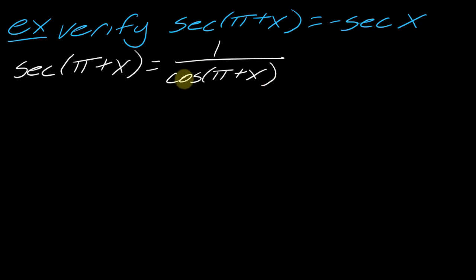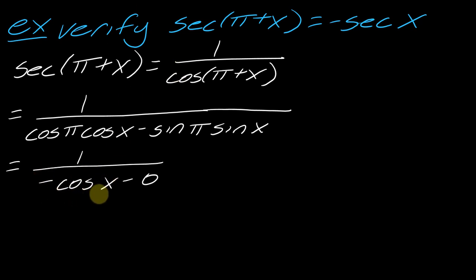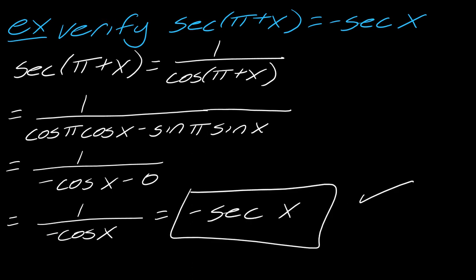And now from here, this is where I can use my good old identity. So if I now apply my identity, my denominator would turn into this whole crazy thing. But we know the value of cosine of pi and the value of sine of pi. So cosine of pi is negative 1, sine of pi is 0. So I can plug all that information in. This now becomes negative cosine minus 0, which ultimately just equals 1 over negative cosine. And if I rewrite 1 over negative cosine, that is equal to negative secant x. So we have verified the identity.